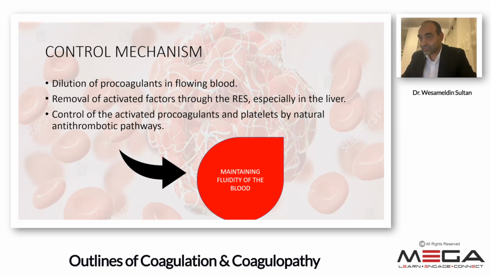So what is the control mechanism of this process, and what is stopping the coagulation process? Number 1, dilution of the procoagulants in the blood flow. Number 2, removal of the activated factors through the reticuloendothelial system, especially in the liver. Number 3, control of the activated procoagulants and the platelets by natural antithrombotic pathways, as we mentioned before.